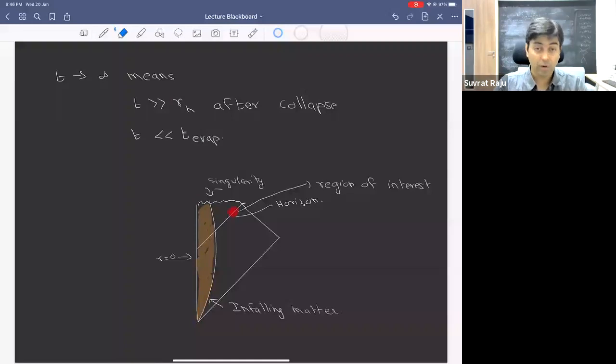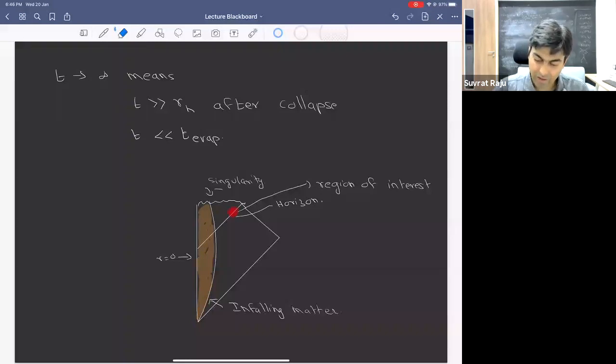But this Penrose diagram then is not the correct Penrose diagram to use. And so we are not interested right now in time scales which are that long. We are interested in time scales that are much later, after the infalling matter has fallen in, and we're interested in time scales which are shorter than the evaporation time scale of the black hole. Okay, and this is an important thing to recognize.